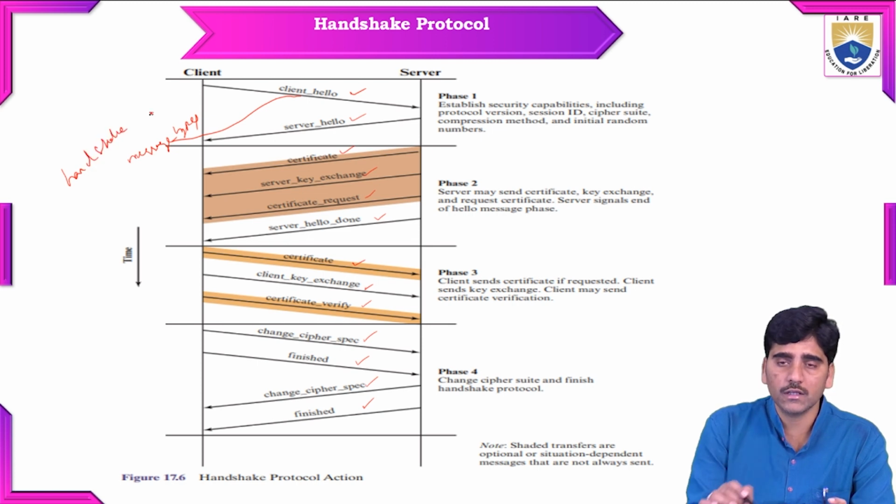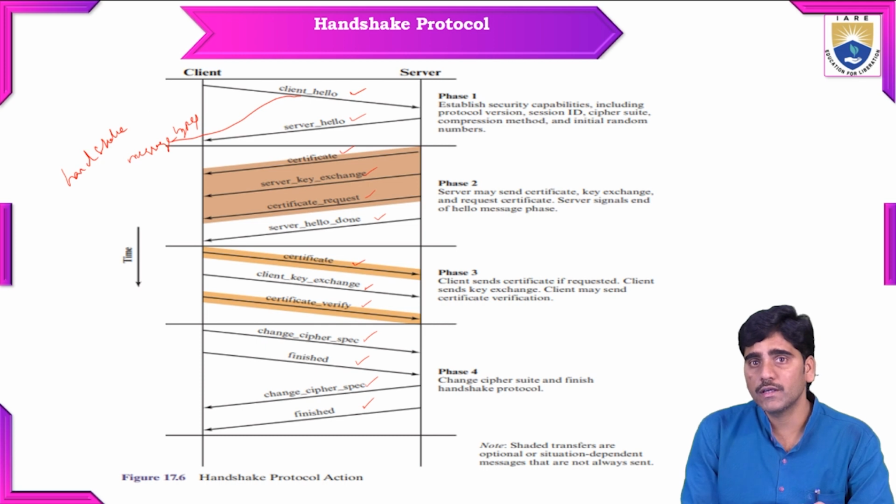We can also call these handshake operations. Along with these message types only, we can perform these operations. So for sending all these message types and performing all these operations, what are the phases that exist between the client and the server?